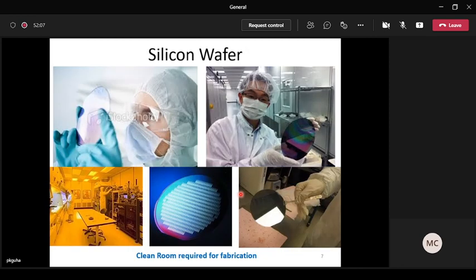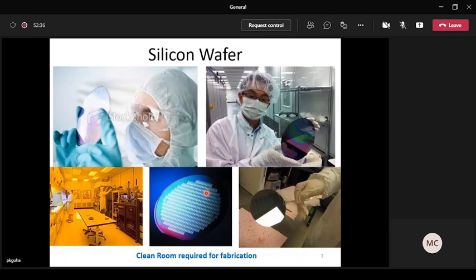So this is an image of a silicon wafer, you see. The wafer can be from 1 to 2 inch diameter to even 12-inch diameter. You can see that several billions of devices you can make on a single silicon wafer, and you need a clean room.